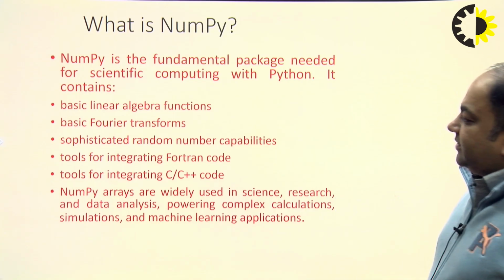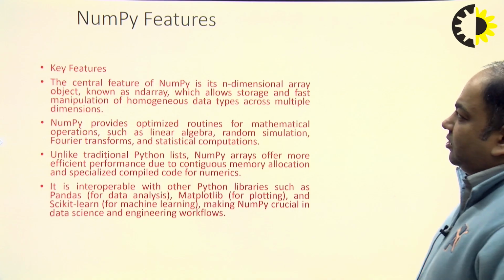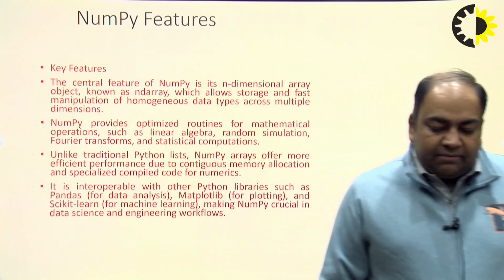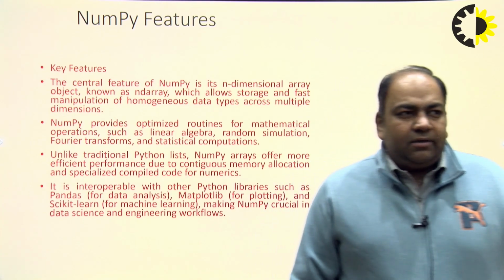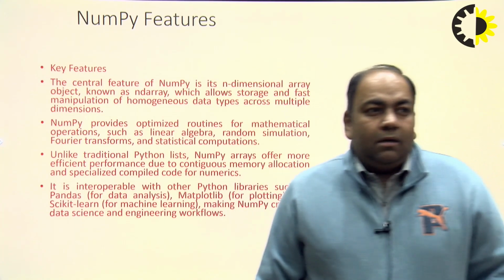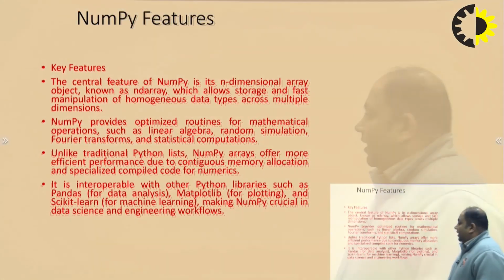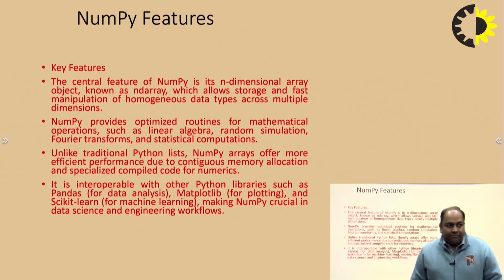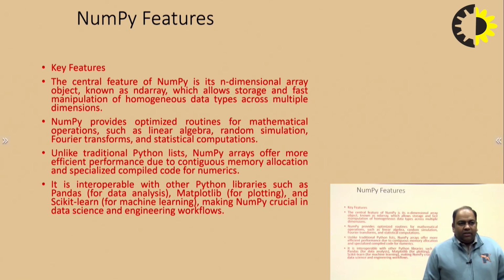So first of all, I will discuss NumPy in detail. First is its key features. It is an n-dimensional array, which means we can specify the rows and columns, but it also allows the storage and fast manipulation of homogeneous data types across multiple dimensions, and the array consists of n dimensions. So it is known as ndarray, n-dimensional array. It provides optimized routines for mathematical operations.